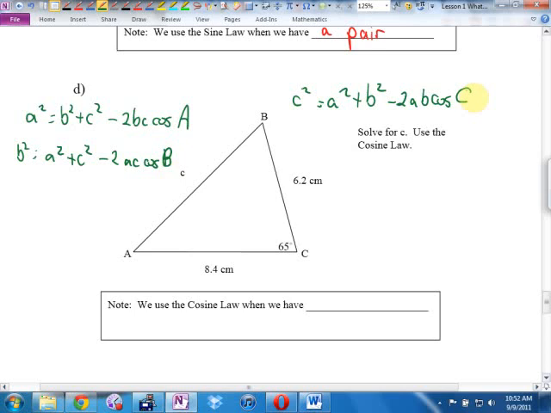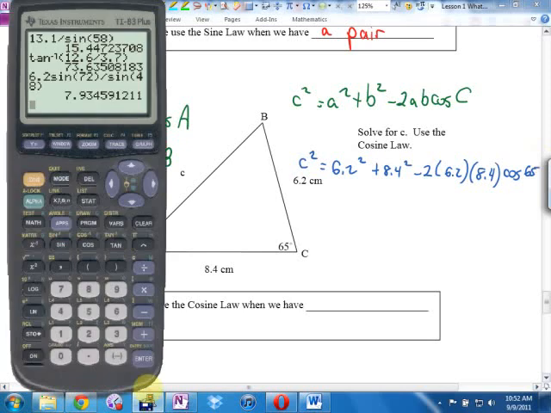C squared equals, look at this lovely diagram, what's little a? 6.2 squared plus, what's little b? 8.4 squared minus 2, little a was 6.2, little b was 8.4, cosine of 65. And this is really one of the main reasons I told you to get a good calculator. You're going to be using the cosine law when we do two-dimensional momentum, when things collide at angles. You can type this whole line in one line. 6.2 squared plus 8.4 squared minus 2 times 6.2 times 8.4 cosine 65.